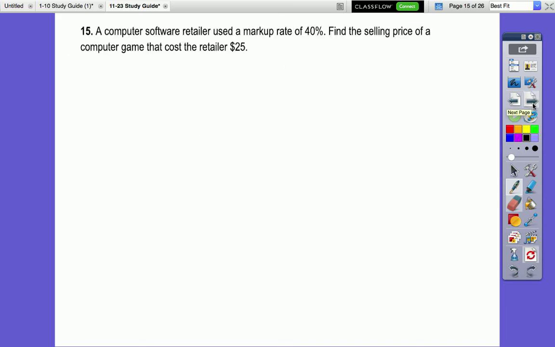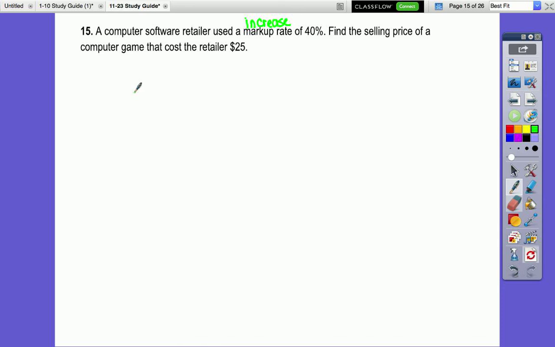On to number 15, a computer software retailer used a markup rate of 40%. Find the selling price of a computer game that costs the retailer $25. So this is another one. A markup will increase. We're going to use the same formula. So you can use this for markup. You can use this for tips. You can use this for tax. It's the exact same equation.